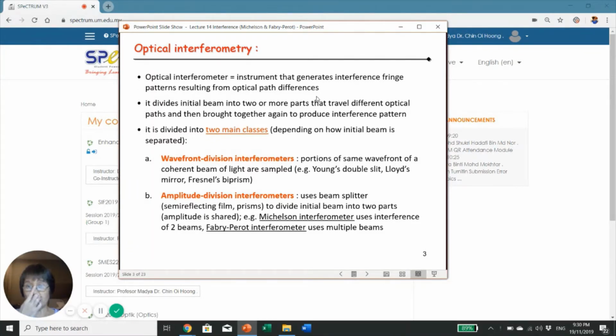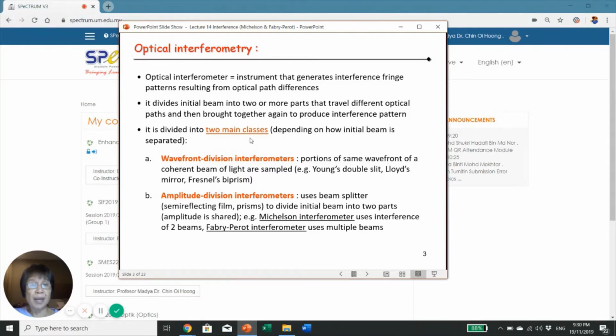So at least we need at least two beams that will travel different optical paths, and then when they are brought together, they would have some optical path difference between them, in which they will then be brought to interfere and create the interference pattern.